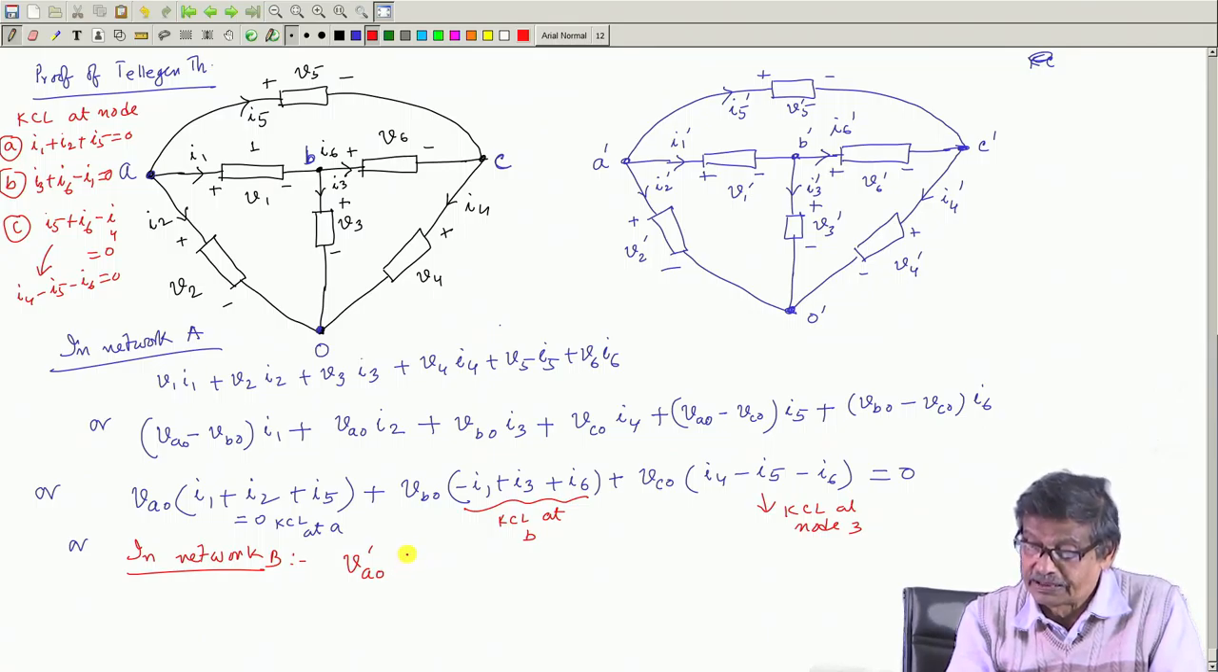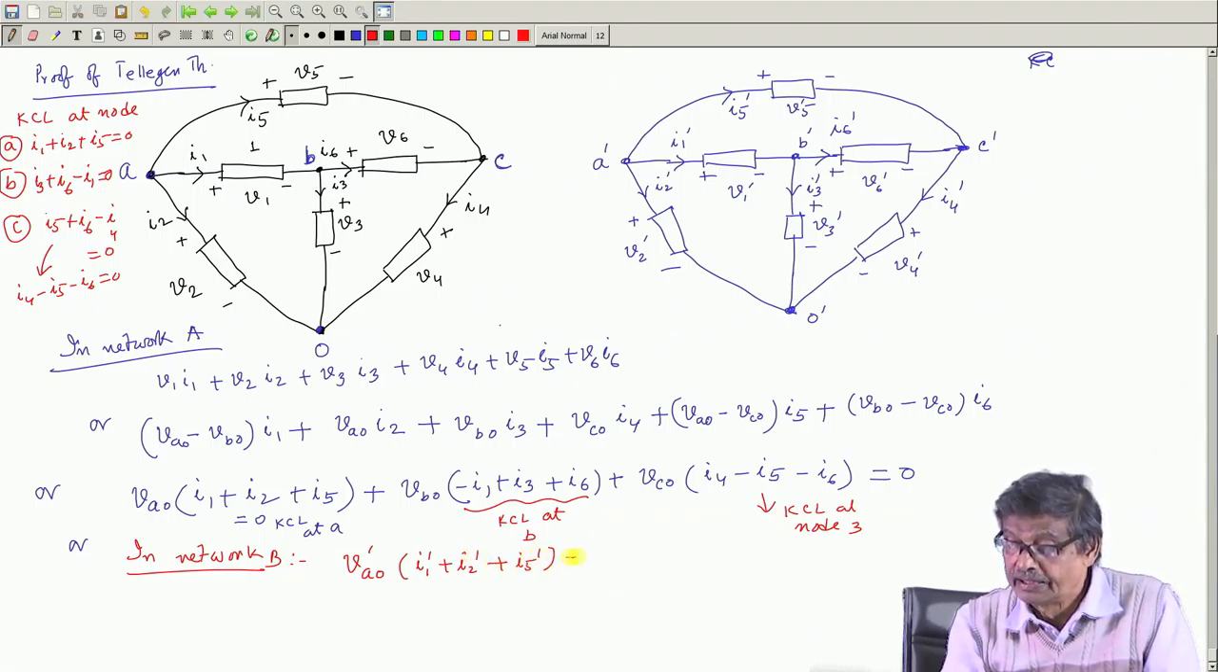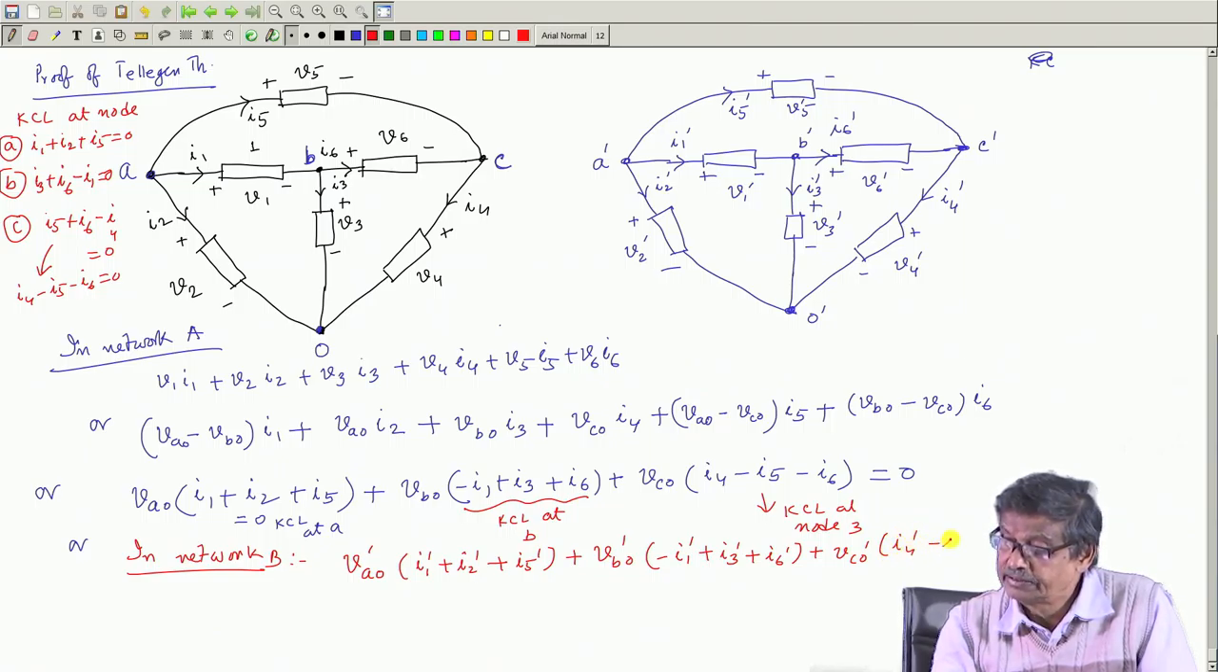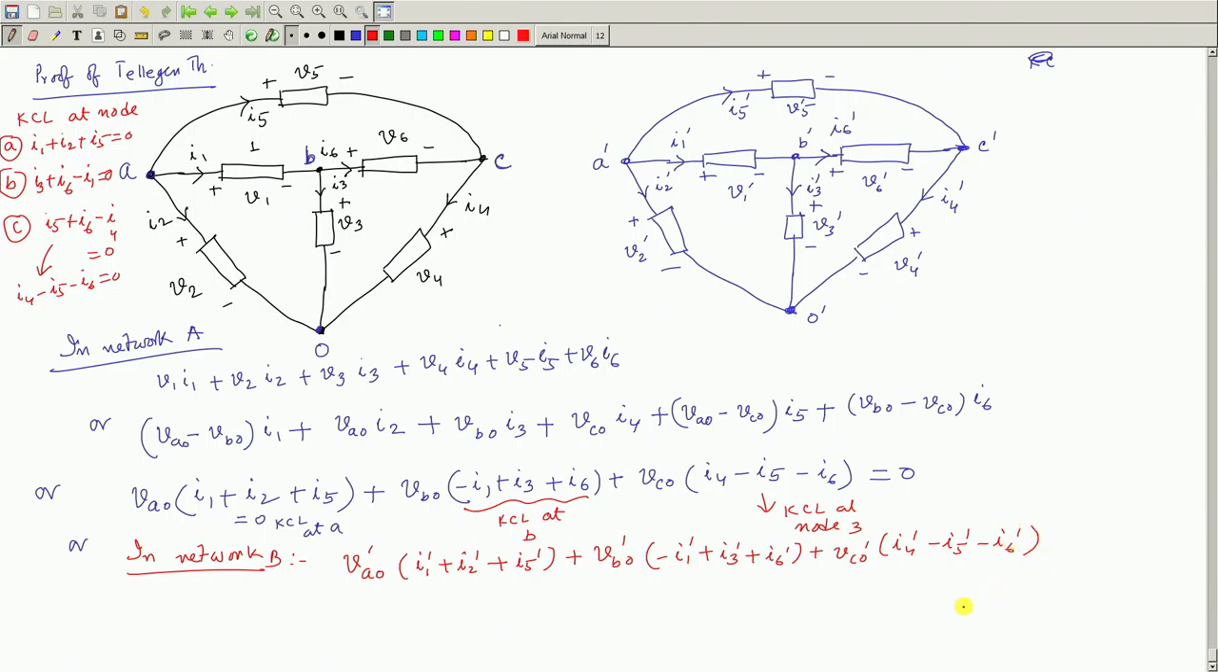Only thing, they will become primed, that is I1 dashed plus I2 dashed plus I5 dashed, then plus VB0 dashed into minus I1 dashed plus I3 dashed plus I6 dashed, and plus VC0 dashed into I4 dashed minus I5 dashed minus I6 dashed. And once again I1 dashed plus I2 dashed plus I5 dashed will be KCL at node A dashed. This is KCL at B dashed. And this must be KCL at C dashed, node number C dashed.